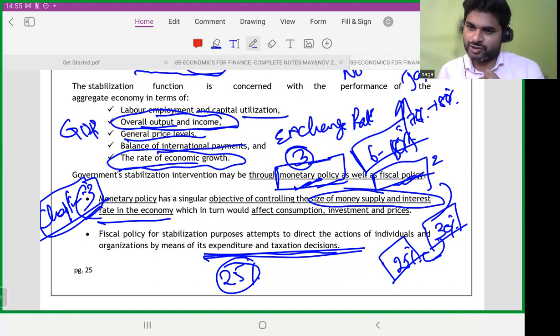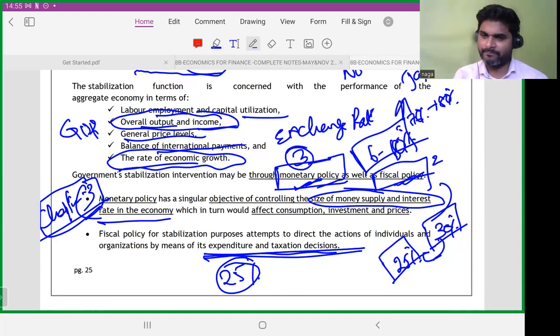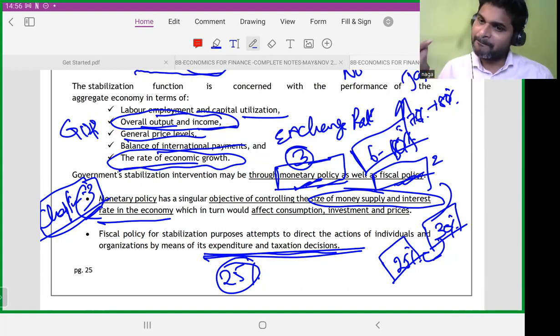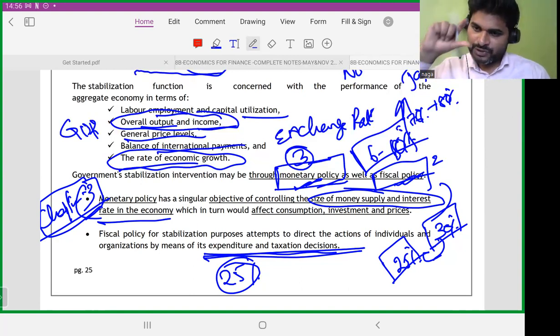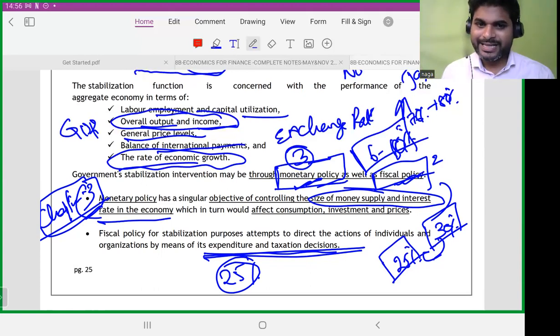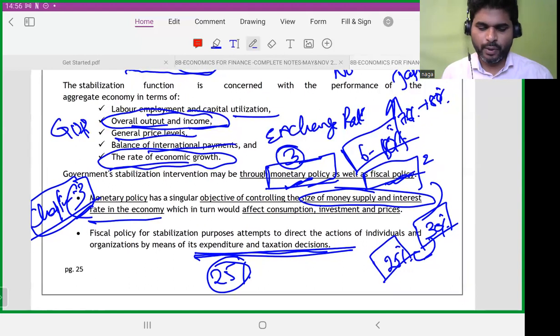One is taxation and expenditure policy. Taxation policy example I gave: reducing the tax rate from 30 to 25% when there is a slowdown, right? And spending expenditure, for example, government giving free ration to the public. Earlier they used to pay, but considering COVID and people not having income, they gave free ration to the public. Every decision of the government which impacts the economy, the money flow, the finance, is a fiscal policy of the government, right? So these are the two ways: monetary policy and fiscal policy.